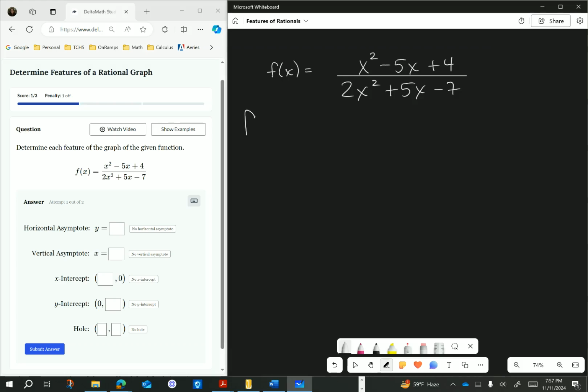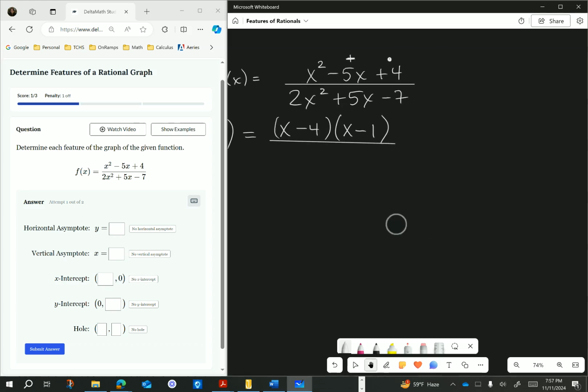Okay, so first let's factor. The numerator has a coefficient of 1 for a. So I know that I'm going to have a binomial times another binomial, x times x, and it's going to be two numbers that multiply to be 4 that add to be -5. So in this case, it was -4 and -1.